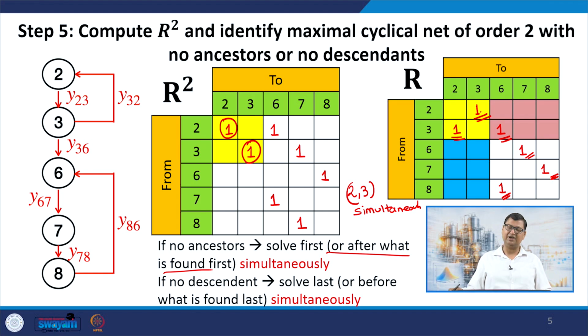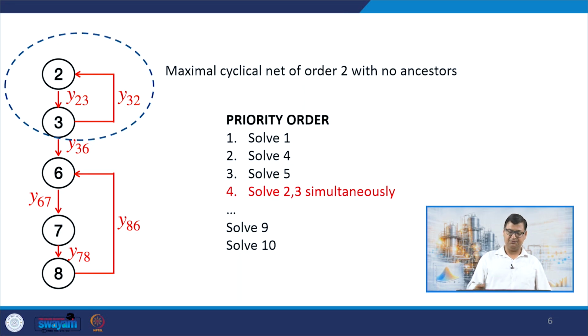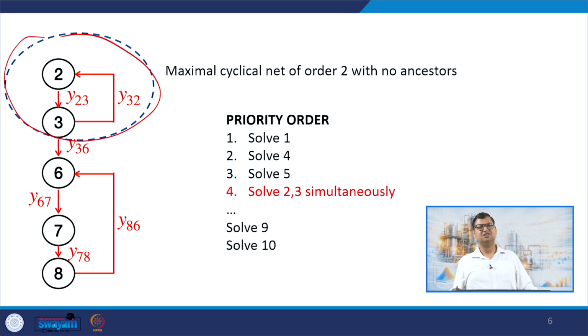But in this case, we find that 2, 3 is a cyclical net of order 2 and it does not have any ancestors, that is the blue cells here. So now we have figured out a scheme. So we have 1, 4, 5 to be done first and then 2, 3 simultaneously. So we have figured out that we have a cyclical net here, and now I am left with pretty much the graph containing only 6, 7, 8, right.